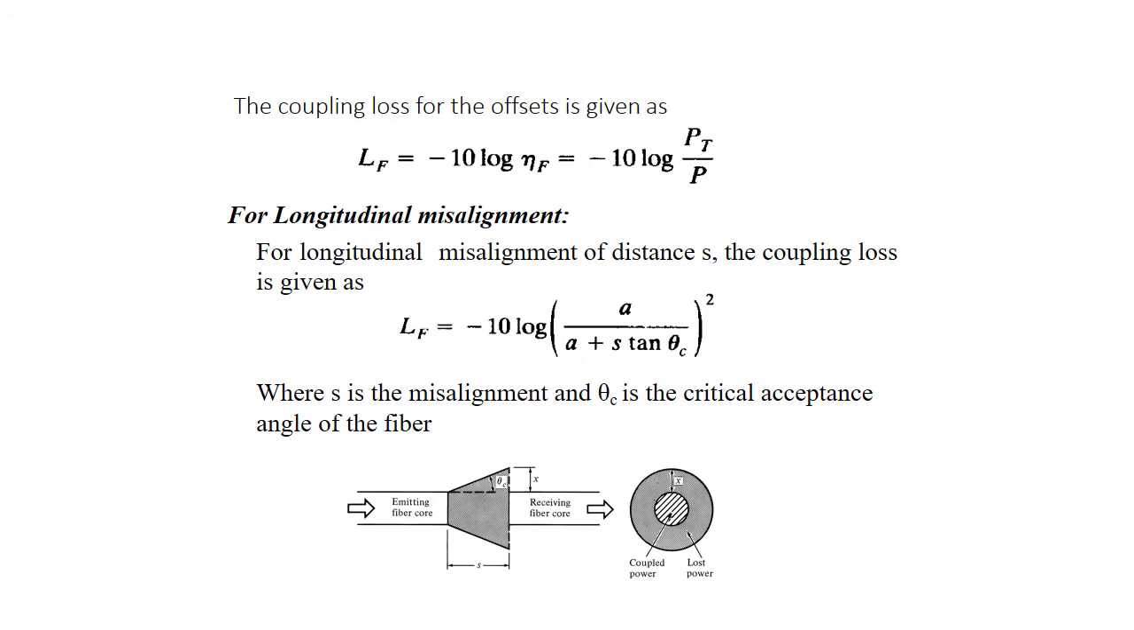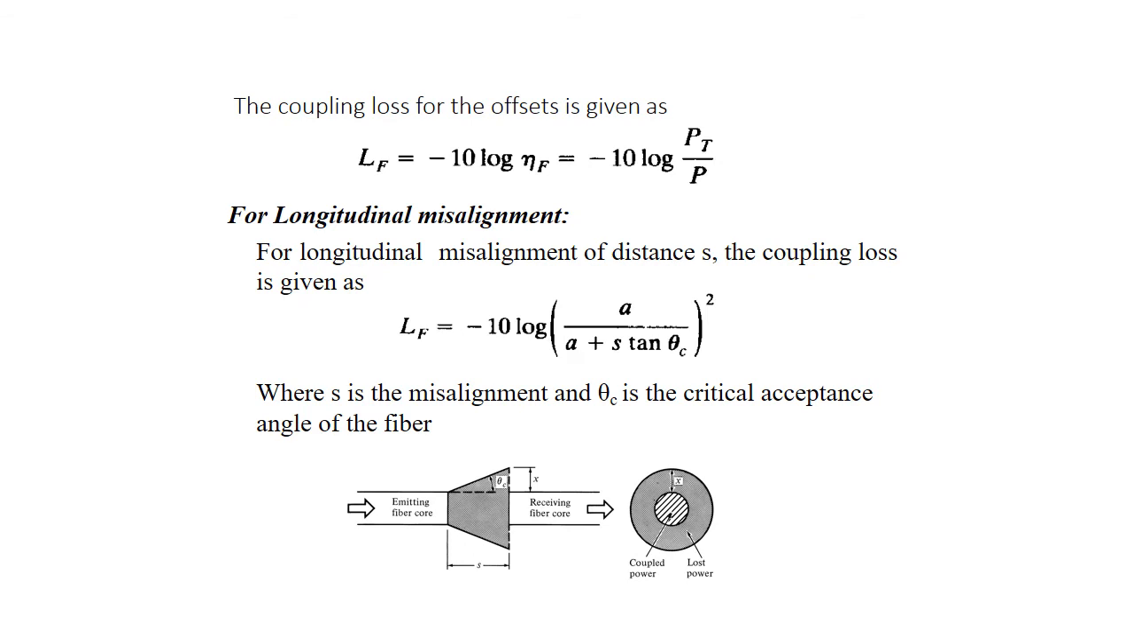For longitudinal misalignment, the coupling loss is given as L_F = −10 log (a/(a + s tan θ_c))². This is for a step index fiber, the coupling loss due to the longitudinal misalignment, where s is the misalignment and θ_c is the critical acceptance angle of the fiber.